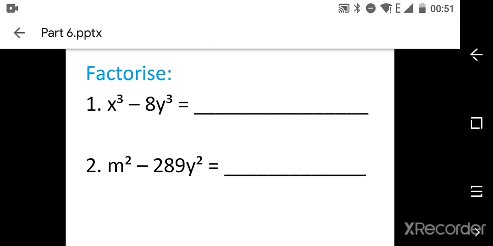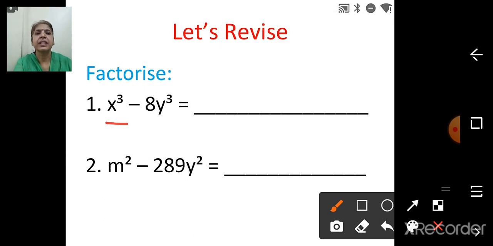Our first term is x and our second term is 8y cube, which is the cube of 2y the whole cube. So the first bracket will be x minus 2y, right? Second one will be x square, square of first term, plus multiply the two terms, x into 2y, so it will come 2xy, plus 2y the whole square, 4y square. So like that, if the numbers are simpler, try to do calculations mentally.